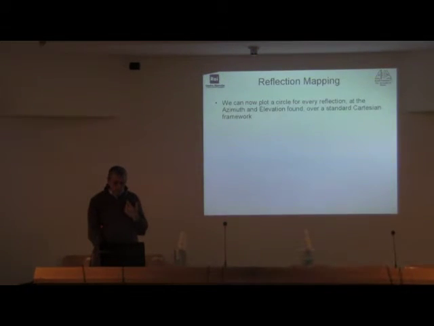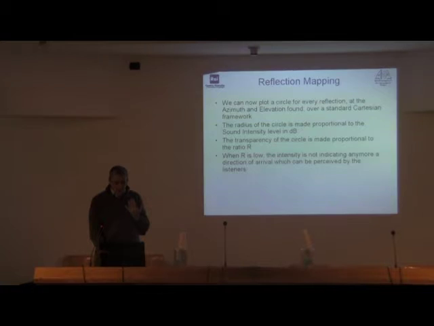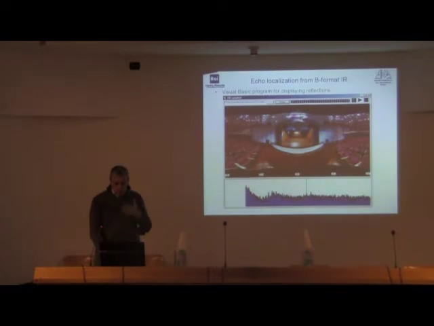After you do that, we can plot the reflection over the image with a circle. The size of the circle is made proportional to the sound intensity level. The transparency of the circle is made proportional to the reactivity ratio R. So if the sound field is very active, the circle is very opaque, and instead if the circle appears transparent, it means that the reactivity was high, there was no active field at that time. So let me try to see what happens.